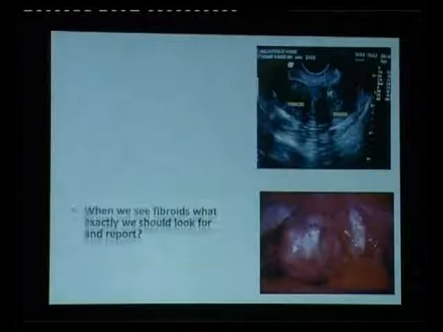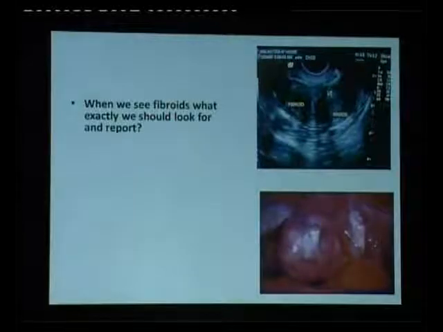So why is it now important to exactly look for and report? Many a time I've seen that when the reports come to us, it's only written fibroid uterus. Now, most of the gynecologists do not perform their own ultrasounds. So for them, it is very, very important to know where the fibroid is, what the size of the fibroid is, how many fibroids there are, and also the location, especially for the infertility people: what is the association with the endometrial cavity, how much distance is it away from the endometrial cavity.